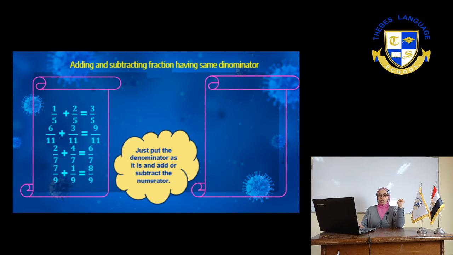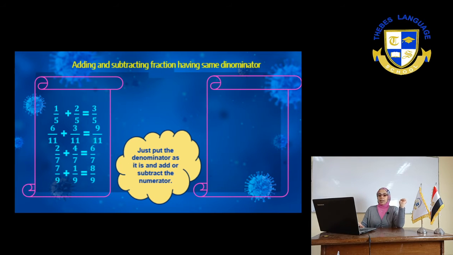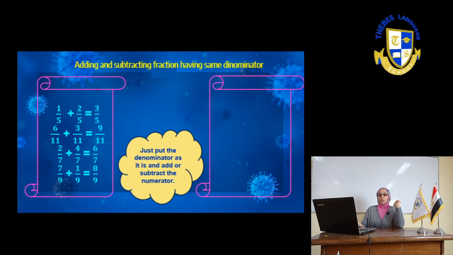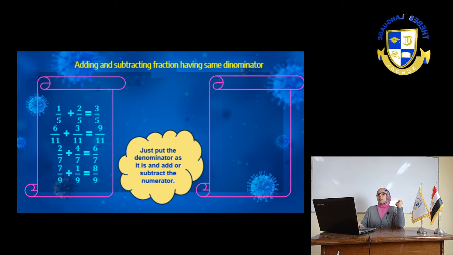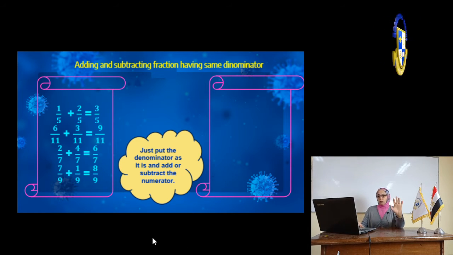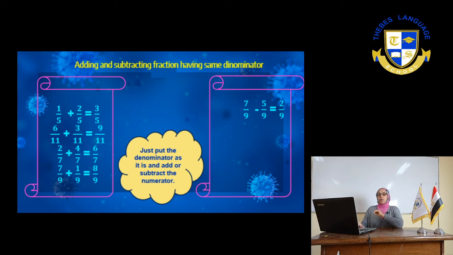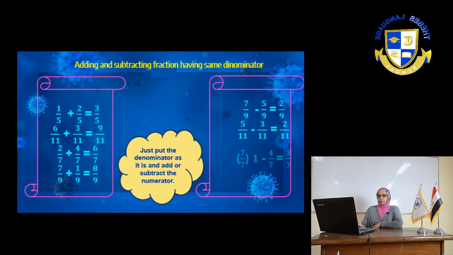7 over 9 plus 1 over 9. Just add 7 plus 1, it will be 8. It will be 8 over 9. Now, 7 over 9 minus 5 over 9. Just put 9 as it is, and 7 minus 5, it will be 2. 5 over 11 minus 3 over 11. It will be 2 over 11.